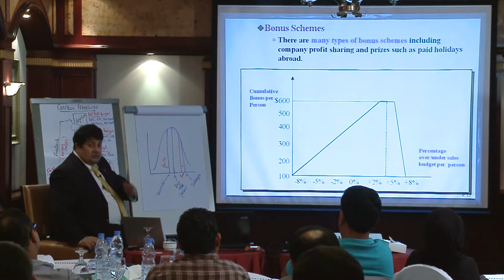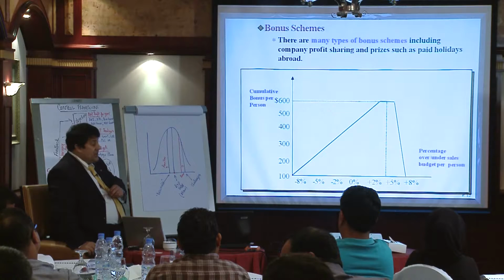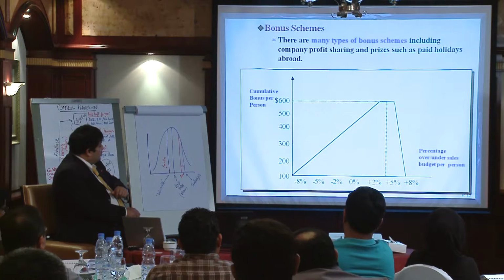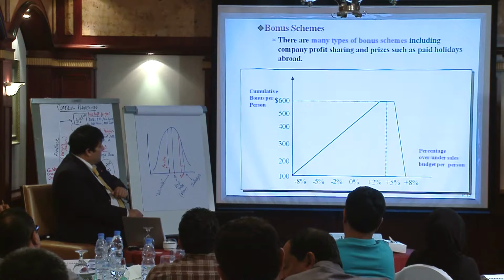What sort of budget is that? Challenging or achievable? Challenging, because even if you don't meet the budget, you're still getting paid. Budget is less by 8%. Now, here, the interesting thing is you're getting plus 2, plus 5, you're getting more and more commissions or bonuses. But if you reach more than 8%, commission goes down to zero.